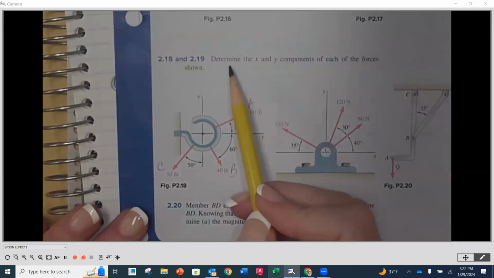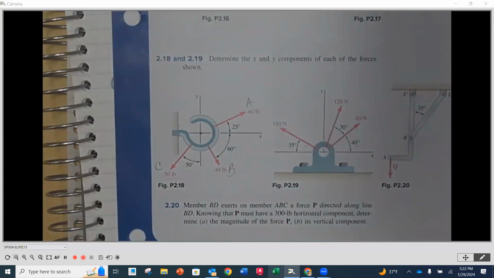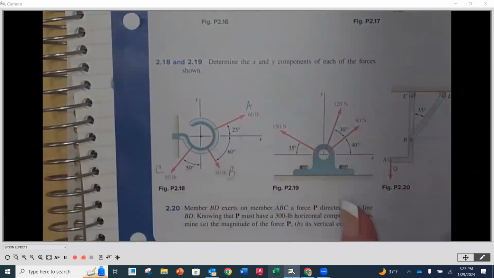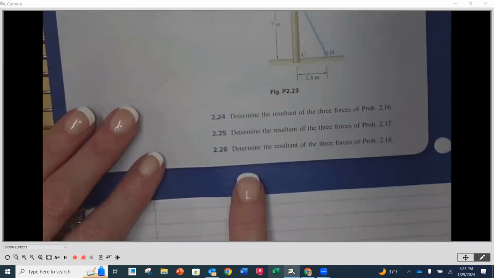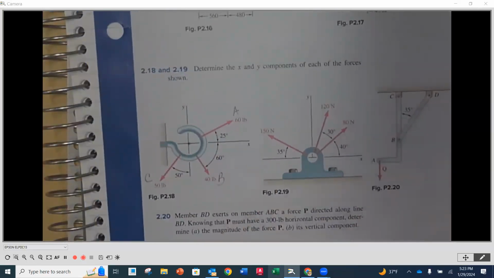Then for number 18 and for number 19, so for this one and this one, you're going to determine the components. So you're going to calculate each one of the components. Then for number 18, correspondingly, on the following page, on 26 here, determine the resultant of those three forces. So now you're going to take it that next step further where you're going to sum the forces in the X to get the resultant X component. And based on the direction, left, right, up, down, you're going to have a positive or a negative. And then you're going to do the same thing on the Y axis, sum the forces in the Y to get the resultant Y component. And then you're going to use those two to determine the resultant.